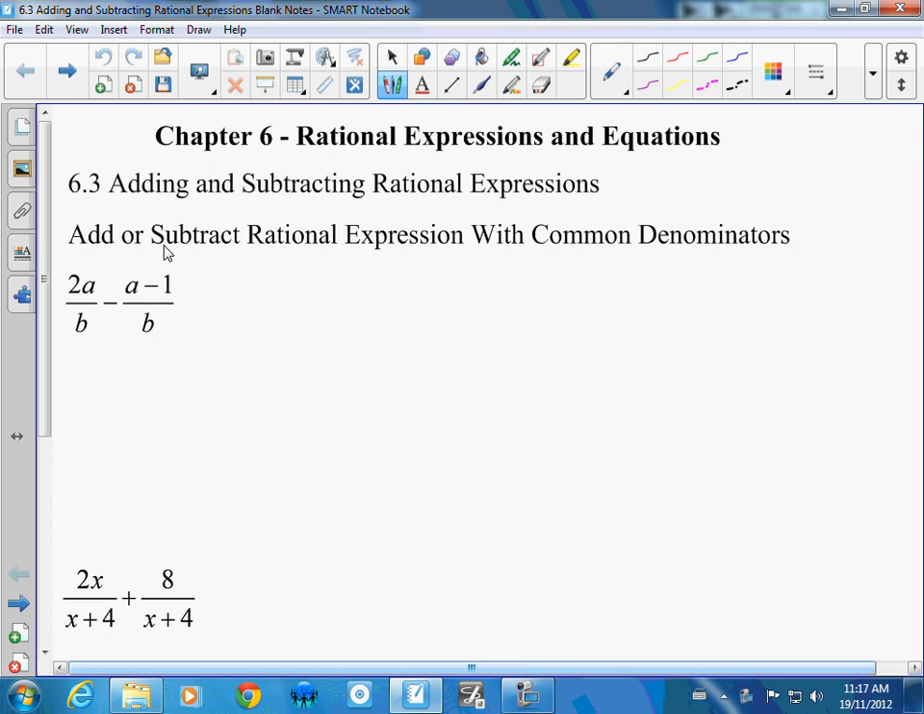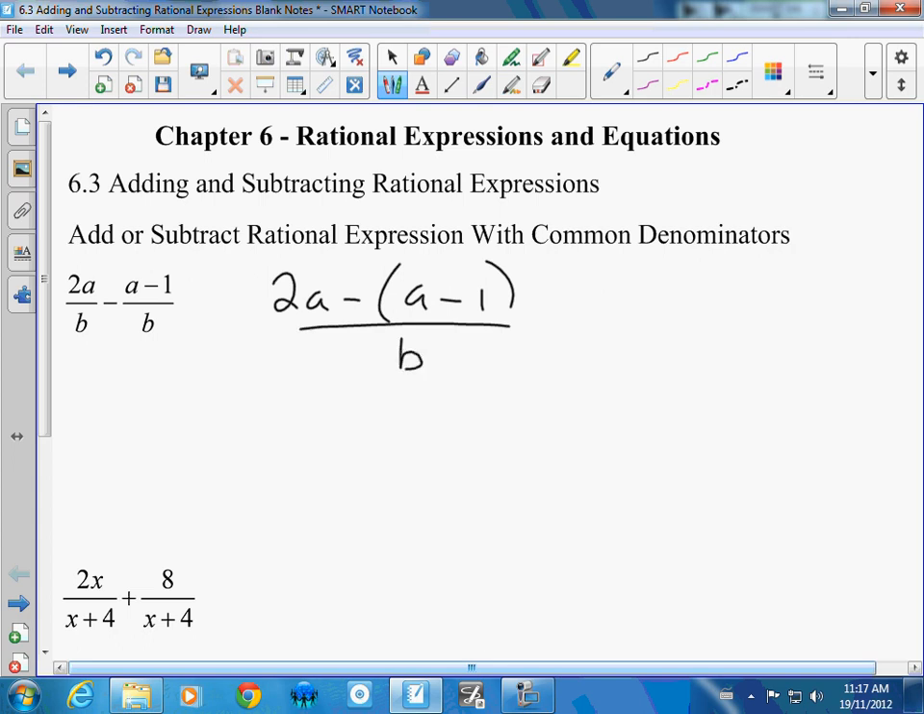You need common denominators. Now look at that first one up there. Do you have common denominators? You have common denominators. They're both b's, right? So what do you do with the top? Subtract them. Easy. So 2a minus a minus 1 all over b.